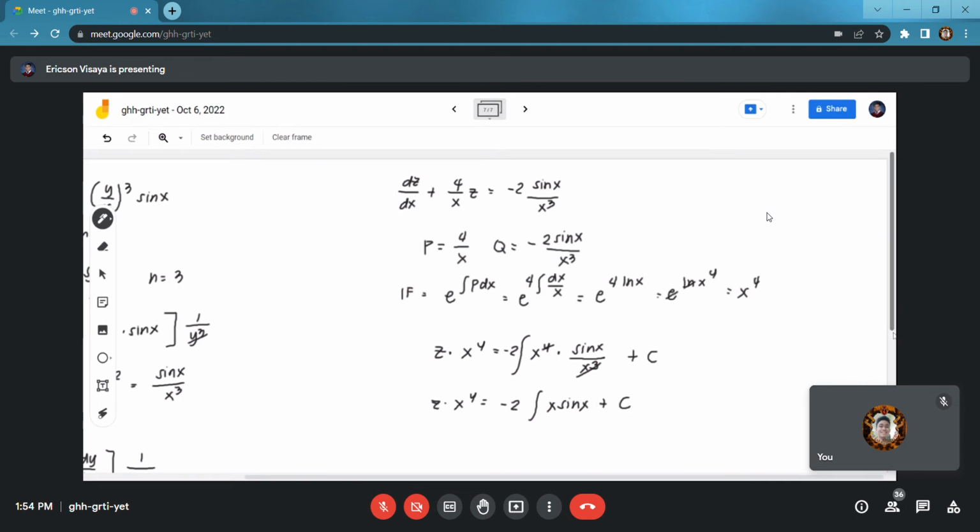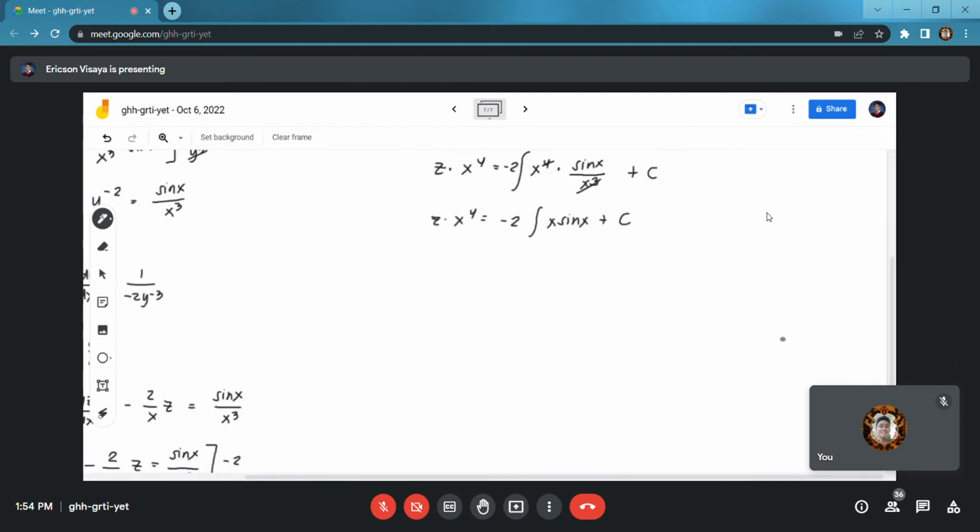So this is another integration by parts. Let u be x, and dv is equal to sine x dx. So the derivative of x is dx, then the integral of sine x is negative cosine x.